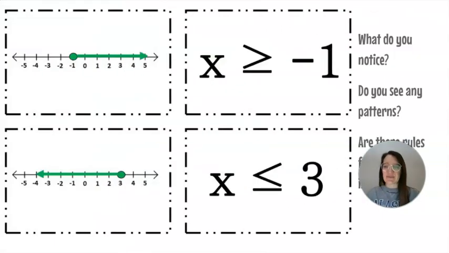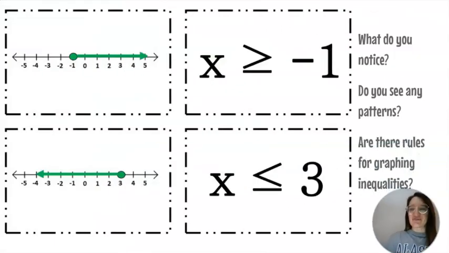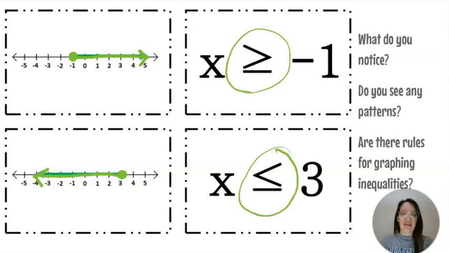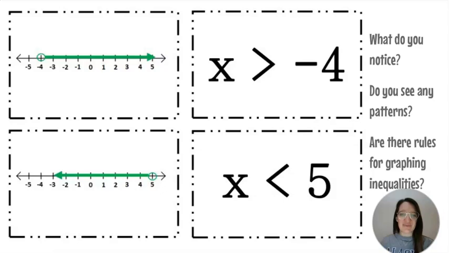Okay, here are some examples I'm going to give you. X is greater than or equal to -1. In this example, we have a closed circle and the arrow is going in the direction of numbers that are greater. If we have x is less than or equal to -3, we again have a closed circle, but this time the arrow is going in the less than direction. So both of these examples have closed circles. And this is what you're looking at. Why are they closed?